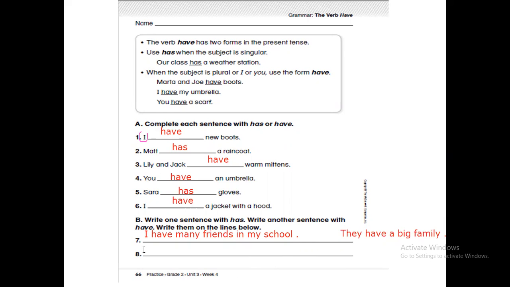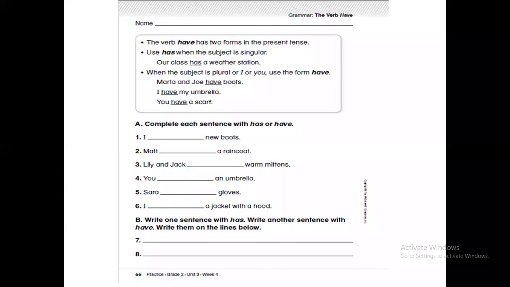And now let's use has in a sentence. She has a beautiful hair. He has a new ball. He has a new car. He has a new bike. So we're going to use have with I, you, we, they, and the plural subject. We're going to use has with he, she, it, and singular subjects.